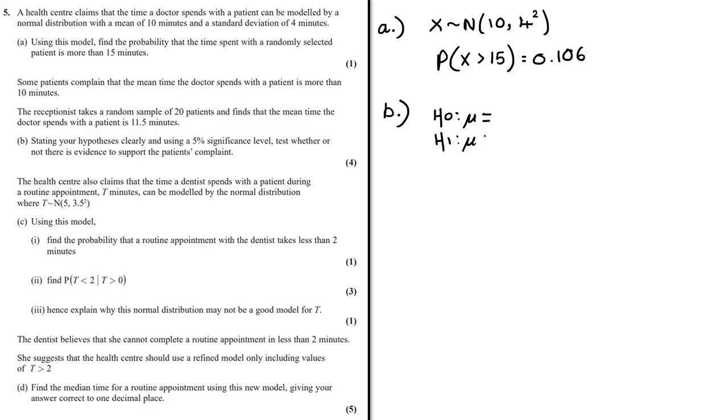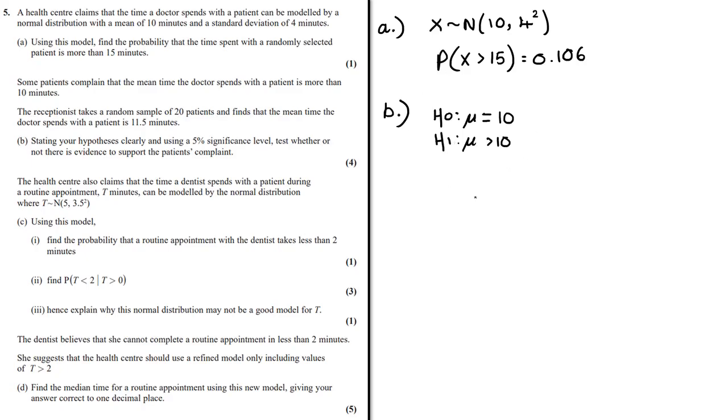So if we just read the first line again, some patients complain that the mean time the doctor spends with a patient is more than 10 minutes. So that's the complaint here that we're going to be testing, essentially to deduce for this hypothesis test. Because they're saying it's more than 10 minutes, we're testing that mu is greater than 10, okay? And that means mu will be equal to 10 for H0, okay? So that's our hypothesis defined there.